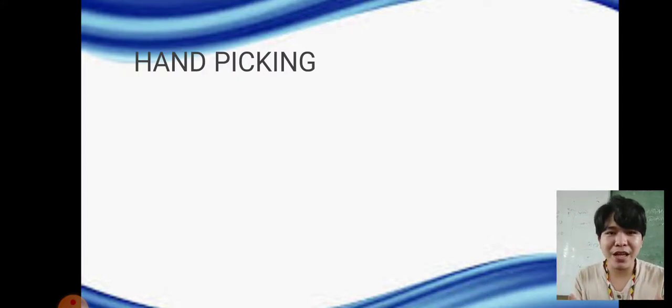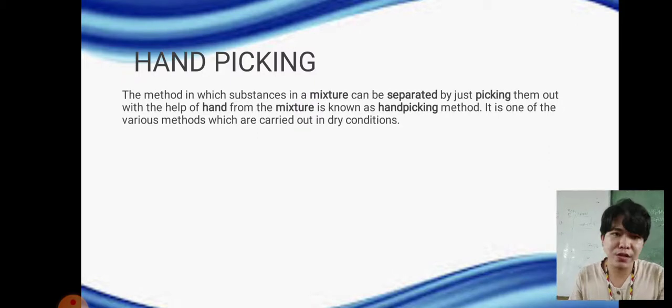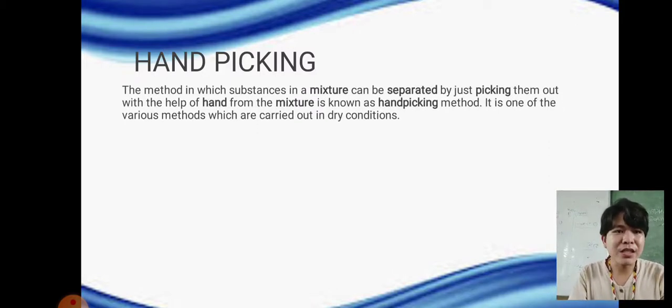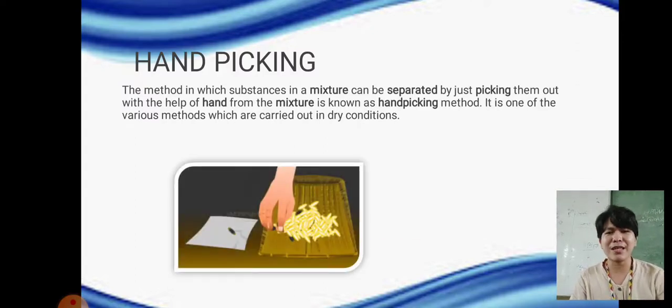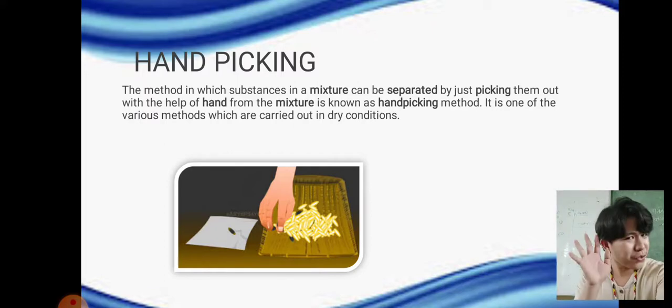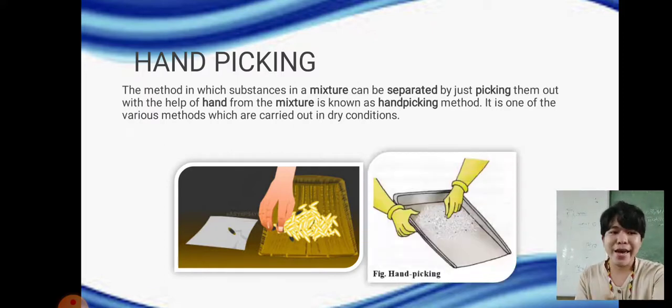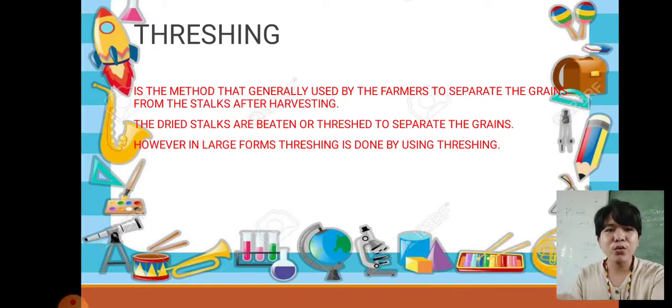From the word itself, handpicking, we will need to make use of our hands, our kamot, to pick. So let's read its definition first. It can be separated by just picking them out with the help of hand from the mixture is known as handpicking. The best example for this one is the rice, where there are many small stones and impurities. We pick out the stones and other impurities with the use of our hands. We call it handpicking.